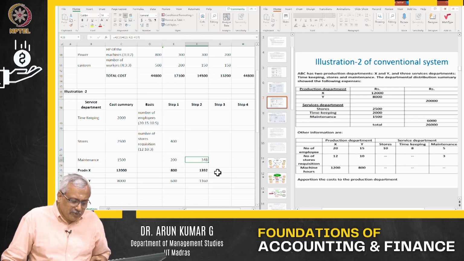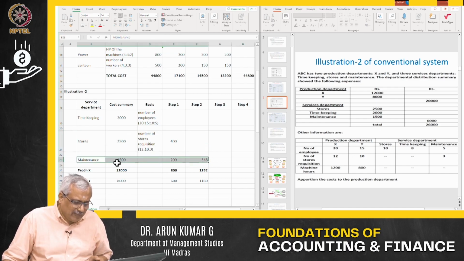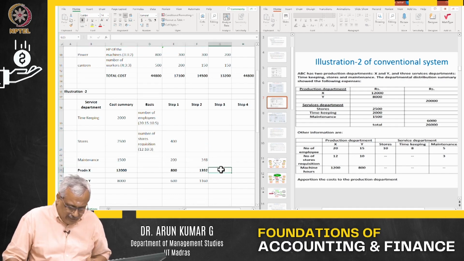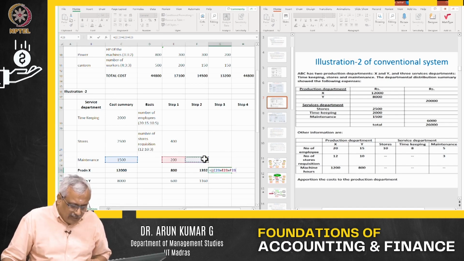Now, as step 2 is done, I will go to step 3 in the process. Timekeeping department, all the cost is allocated. Stores department, all the cost is allocated. Now, I will have the maintenance department. What is the cost? Maintenance department cost is 1500 plus 200 that is allocated from the timekeeping department plus 348 that is allocated from the stores department. The entire thing will have to be allocated.